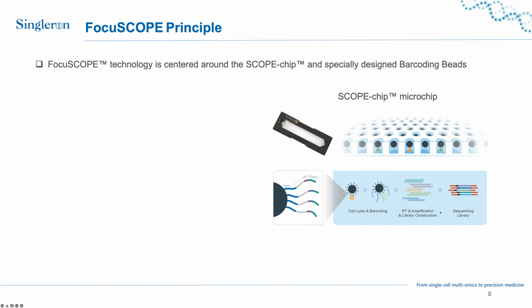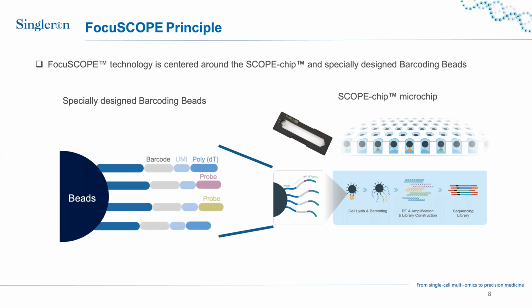And in our case, for FocuSCOPE, we can specifically design the barcoding beads. Normally you would use poly-dT probes to capture the poly-A tail of the mRNA in your cell. But as you can see here, you can also add specific probes to really specifically capture genes. And with FocuSCOPE, the beads can be customized with up to 10 probes.